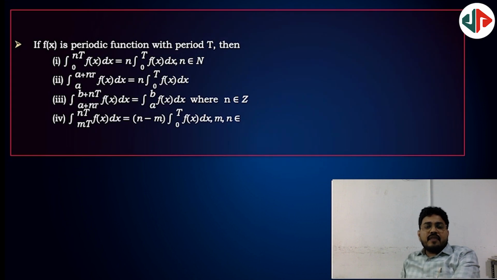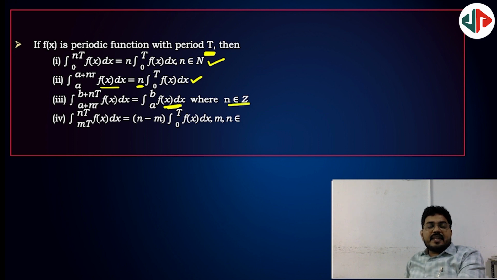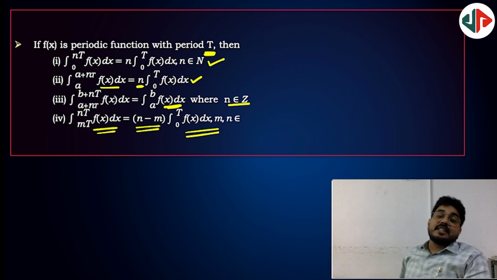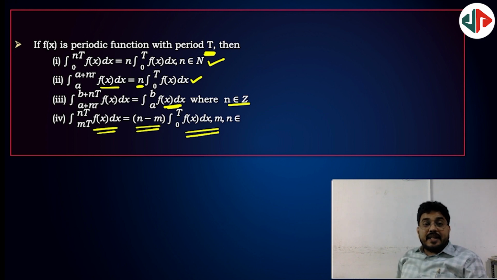Next, if f of x is a periodic function with period T, integral 0 to nT f of x dx is equal to n times integral 0 to T f of x dx. Integral a to a plus nT f of x dx is equal to n times integral 0 to T f of x dx. Integral a plus nT to b plus nT f of x dx is equal to integral a to b f of x dx, where n is an integer. Integral mT to nT f of x dx is equal to n minus m times integral 0 to T f of x dx. When the function is periodic, we will be using these things.